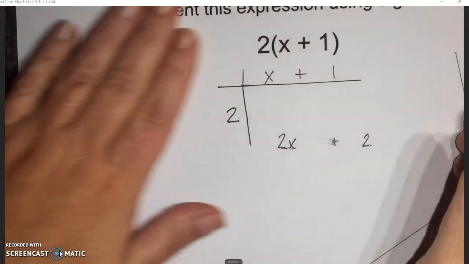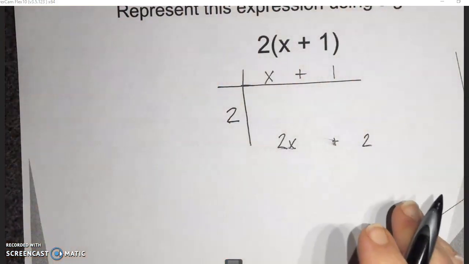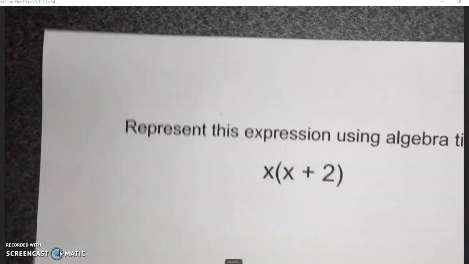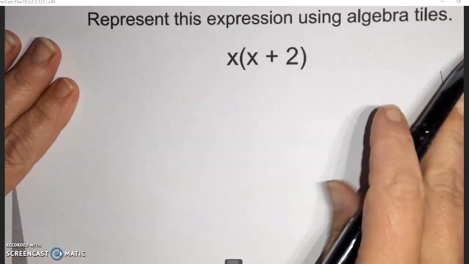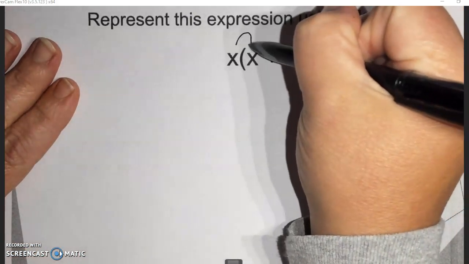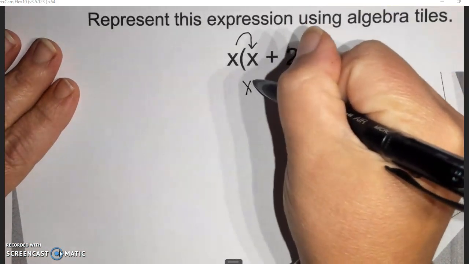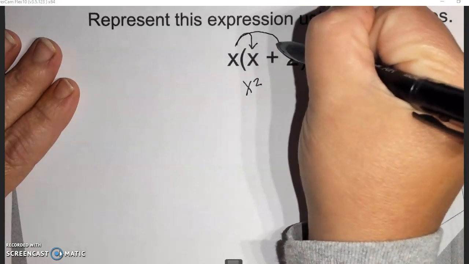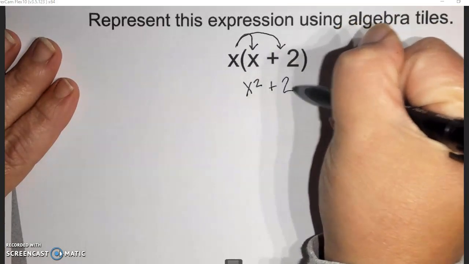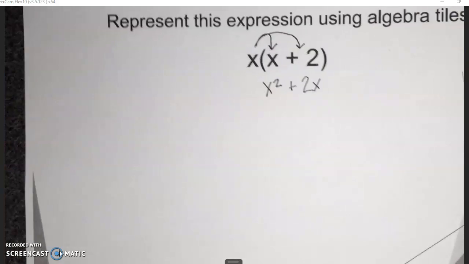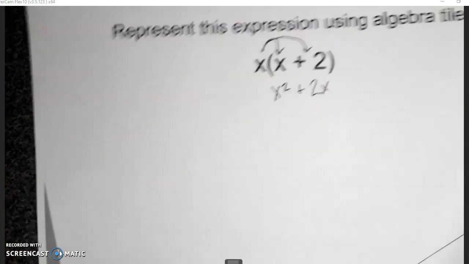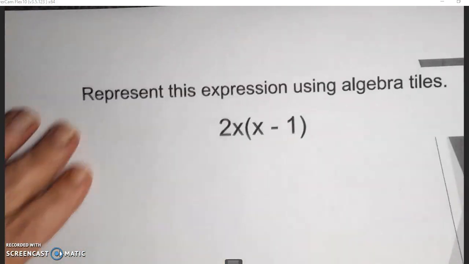Okay? You also know that by the distributive property. You guys have been doing distributive property for a few years. So instead of using algebra tiles, we're going to do distributive property. X times x is x squared. X times 2 is 2x. Okay? How do you know? I'm going to ask that question later.